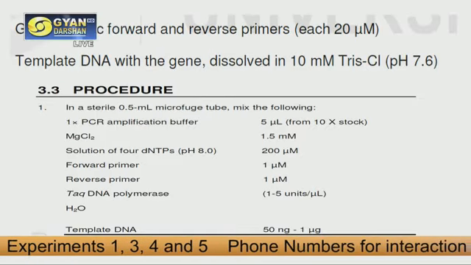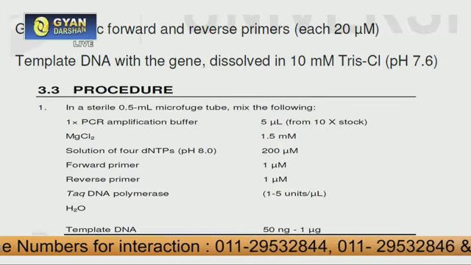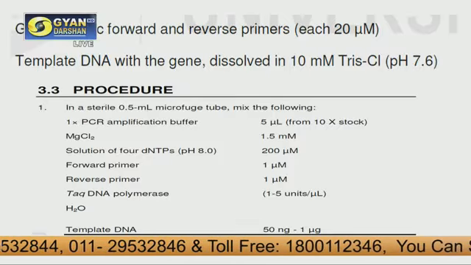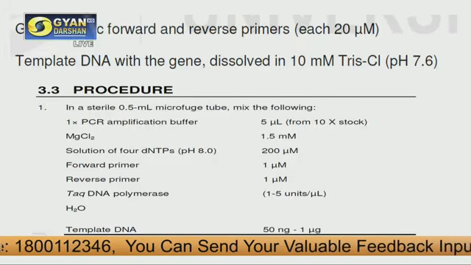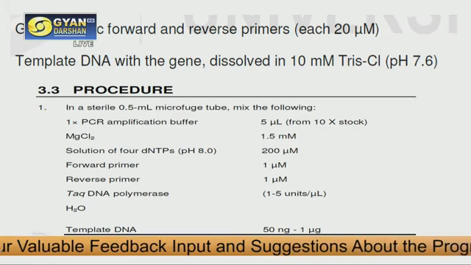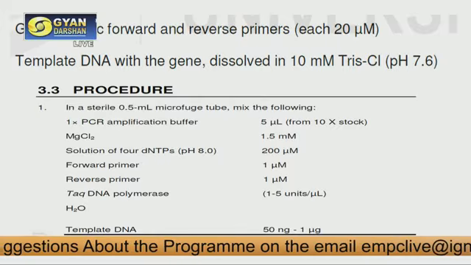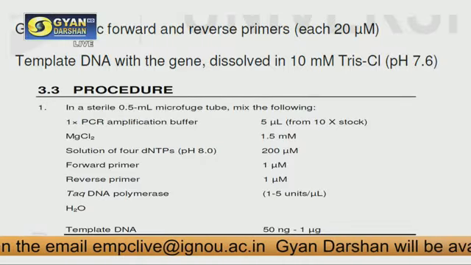So you see the procedure. In a tube, you have to set the following reaction. You have to take a buffer, that is PCR amplification buffer, because you know that all enzymes require buffer. From the 10x stock solution, you have to make it 1x. Then magnesium chloride, solution of 4 dNTPs, forward primer, reverse primer, Taq DNA polymerase, and water for adjustment. And of course the template DNA. So you can make the final volume 50 microliter. Accordingly, you can calculate and add in the reaction.